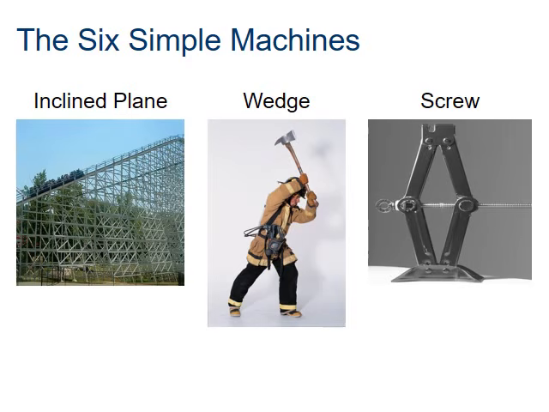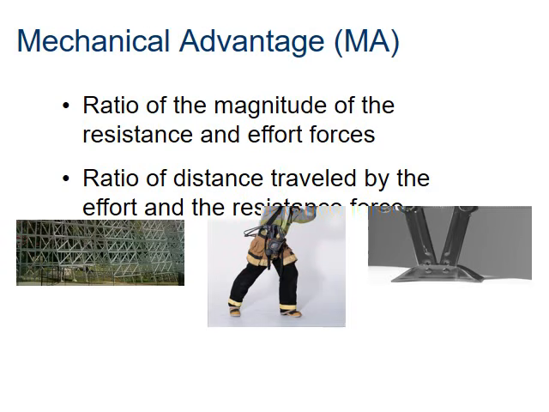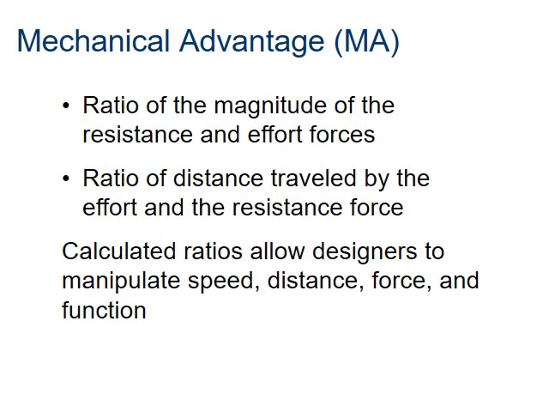But the first 3, actually all of these though, what do they have in common? They all provide mechanical advantage. So what does that mean? So I'll read the definition that it says. It says a ratio of magnitude of the resistance and effort forces, ratio of distance traveled by the effort and the resistance force. So there's a couple things that I want to point out.